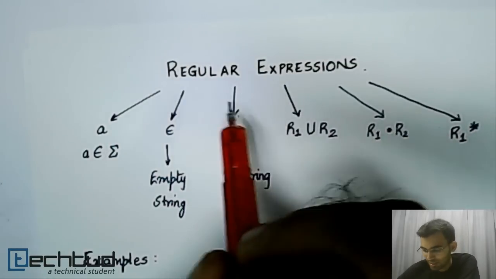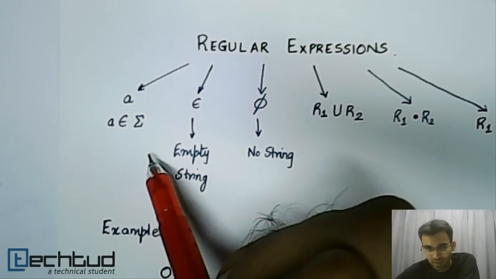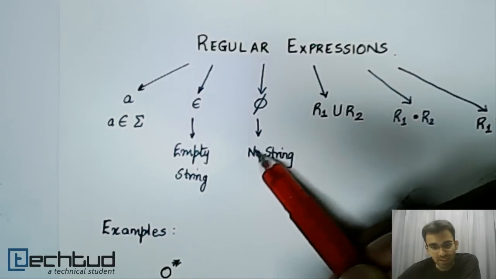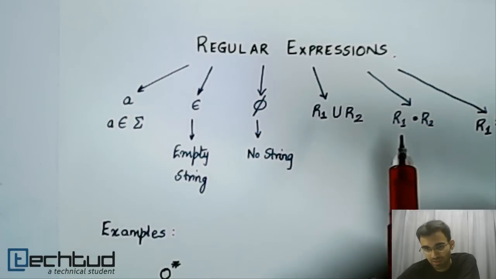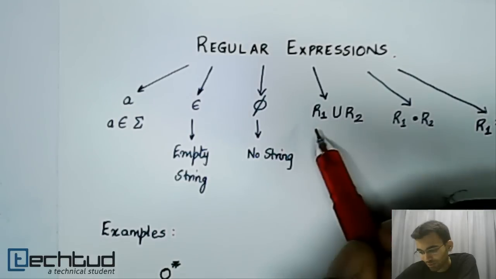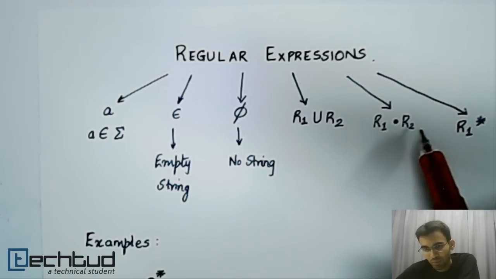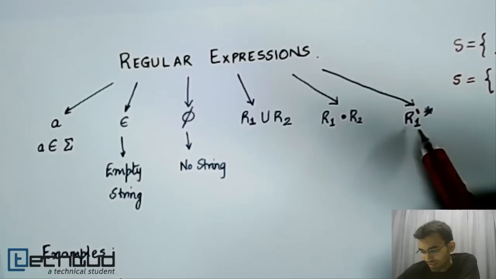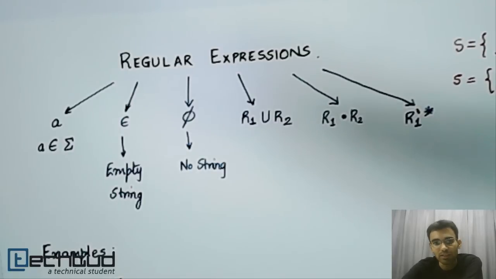So what is a regular expression? A regular expression is any one of the following. It's either a single symbol from the alphabet sigma, an empty string epsilon, or phi, that means no string, the set is empty. Or if R1 and R2 are two regular expressions, then R1 union R2, that is the set of words in R1 and the set of words in R2, or the words in R1 concatenated with some word in R2, or R1 star. Star here is the Kleene closure. So it is either the empty string or some set of words concatenated together such that the words are in R1. So any of these will be regular expressions.